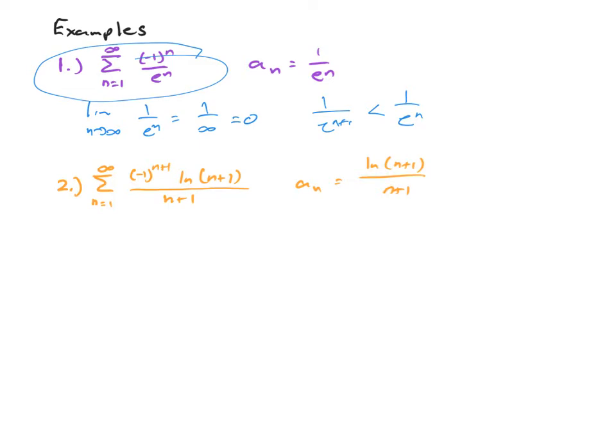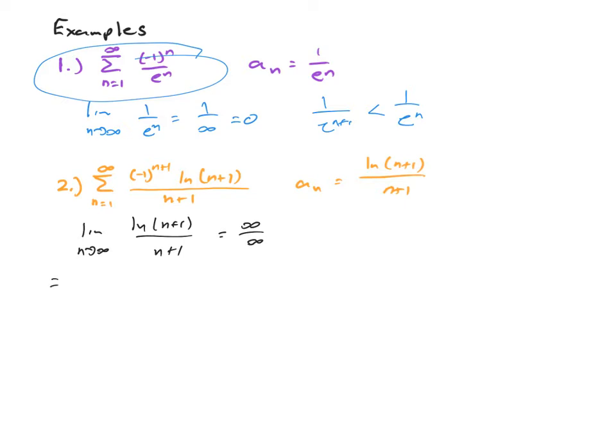Now let's take a look at this next one. In this case, we have the series n equals 1 to infinity of negative 1 to the n plus 1 times the natural log of n plus 1 over n plus 1. So again, a sub n is natural log of n plus 1 over n plus 1. To start out, I want to show that this one converges by the alternating series test. So I'm going to start by taking the limit as n approaches infinity of the natural log of n plus 1 over n plus 1, which is going to end up being infinity over infinity, which is indeterminate form.